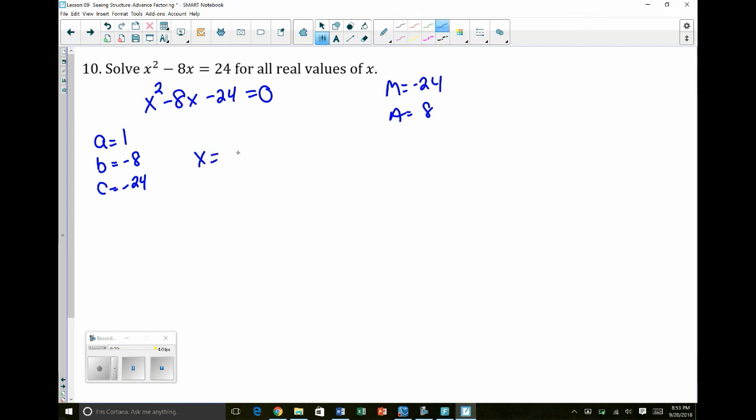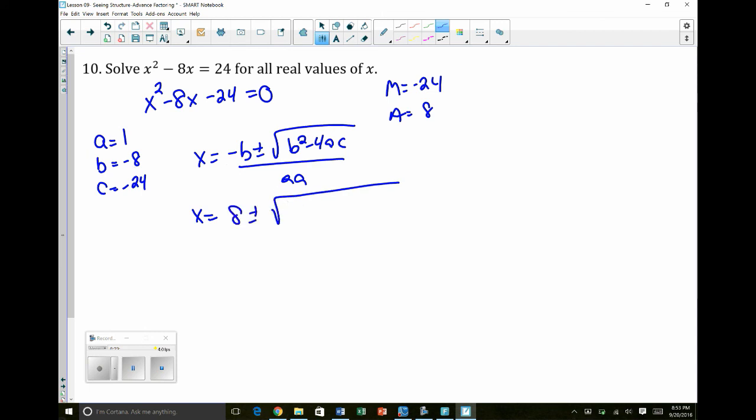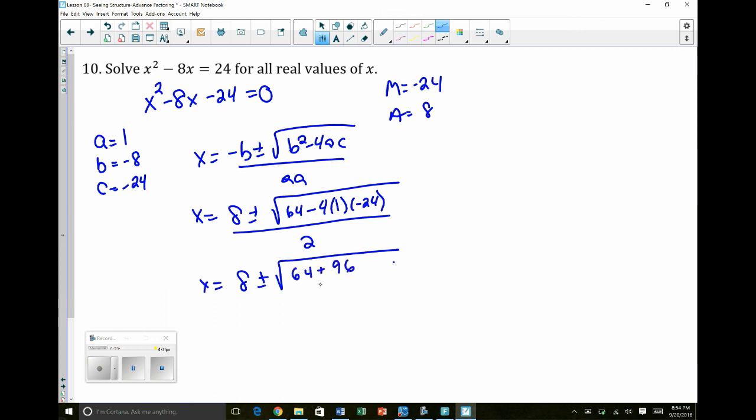So we compute x equals negative b plus or minus the square root of b squared minus 4ac all over 2a. So x equals negative 8, so 8 plus or minus the square root of, well, what's negative 8 squared? That's 64 minus 4 times 1 times minus 24 all over 2 times 1. 8 plus or minus the square root of 64 plus 96, over 2. Well, 64 and 96 gives me 160.